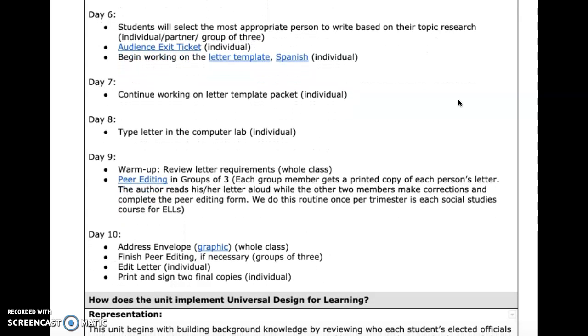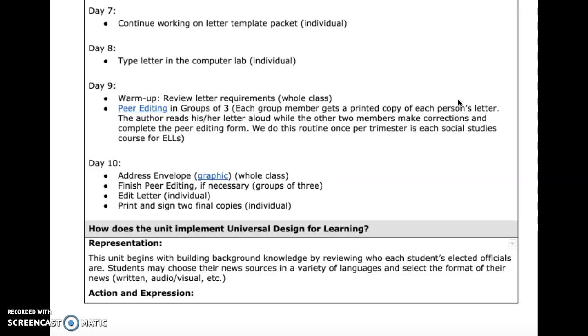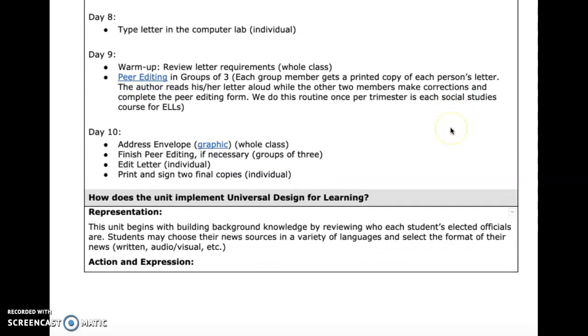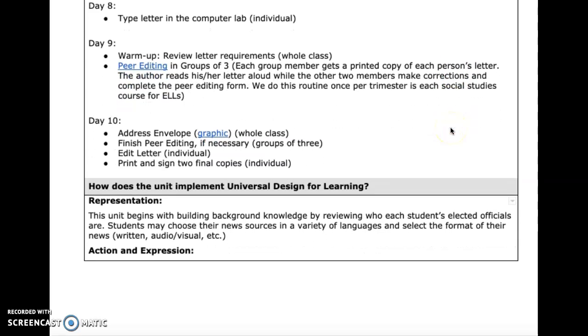Day 6, students continue to work on those things, but then they also identify an appropriate audience for their letter, and they can start working on their letter template. And their letter template really lays out what should be in each paragraph with sentence starters and some structure for each paragraph. Then they continue working on their packets, again with sentence starters for them. Day 8 is typing in the computer lab.